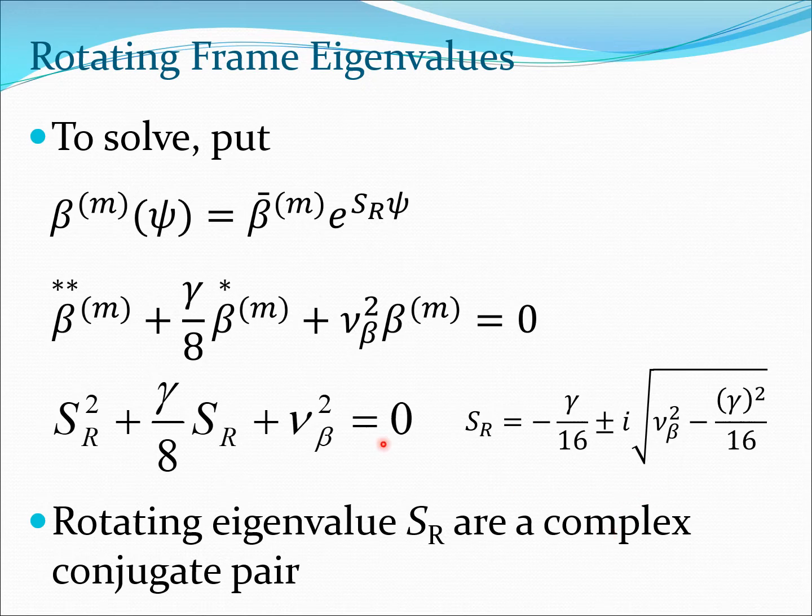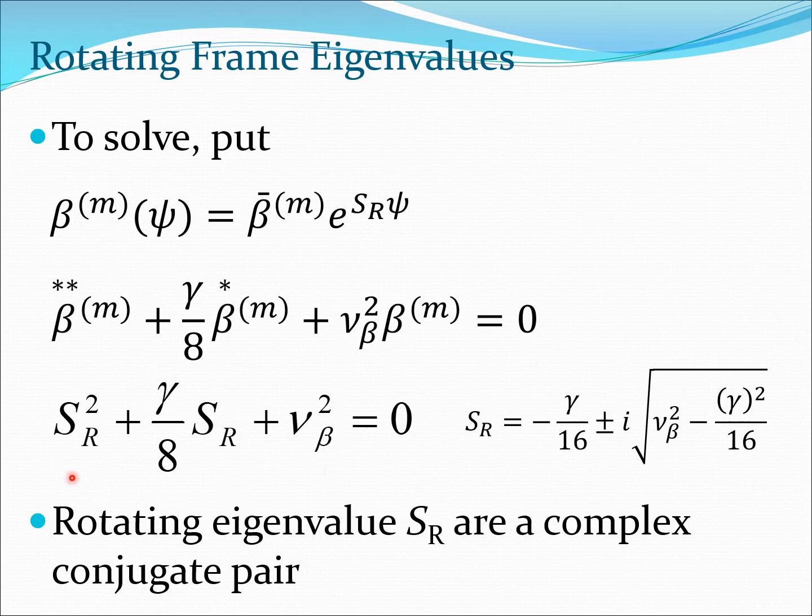Now to investigate the stability of this equation, we set beta_m(psi) as beta_m bar value times e to the power s_R psi. Okay, so this is very similar to what we do for solving any kind of differential equation with constant coefficients, and then we plug it into the differential equation. So this is a presumed solution, and what happens after we plug it in is that we do the requisite differentials. So we get an s_R squared term here, we get a term s_R here, and this term just remains nu beta squared into a 1.